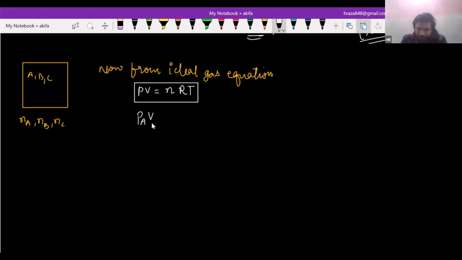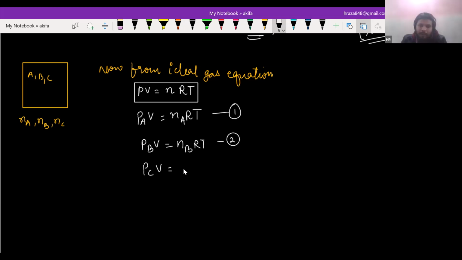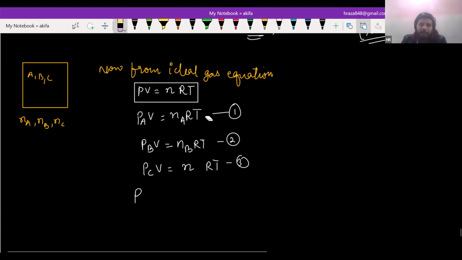So I'm going to write: for A, PAV is equal to NaRT, where R is constant, and I already said in the law that temperature is constant. Now going for B, it will be PBV is equal to NbRT. Can I write this? Yes. Now PCV will be equal to NcRT, for gas 3. Oh sorry, it will be NcRT.